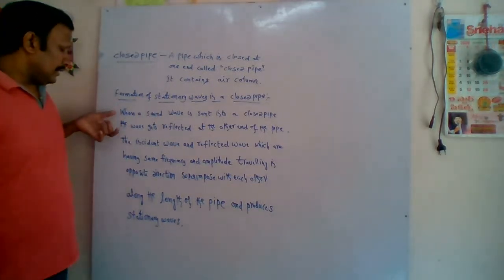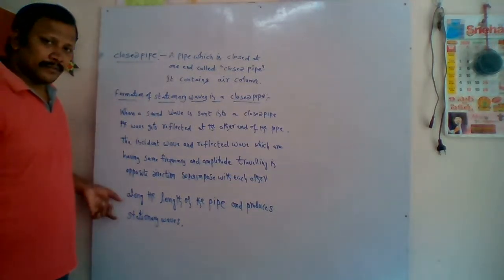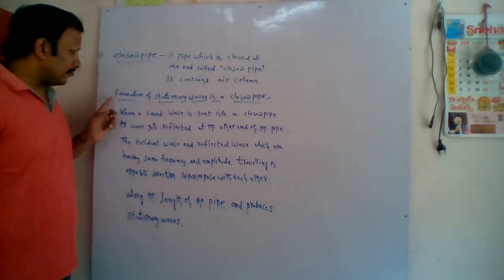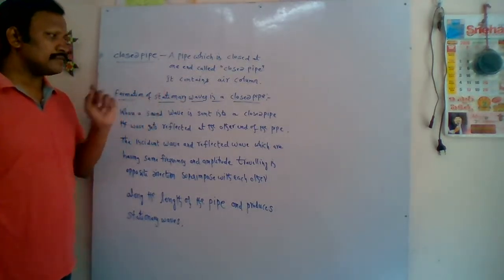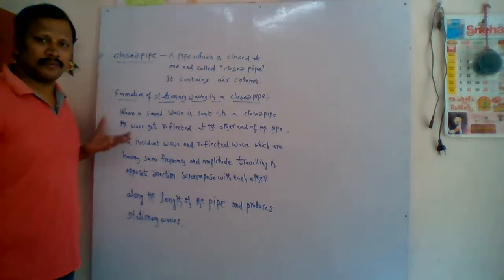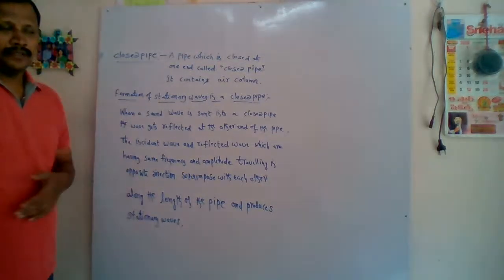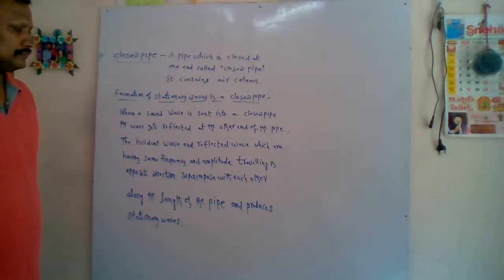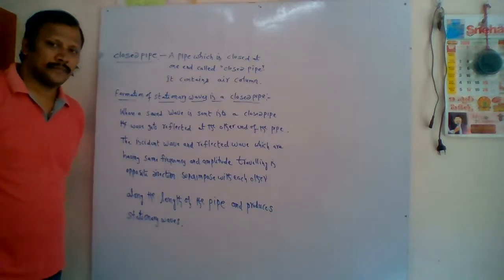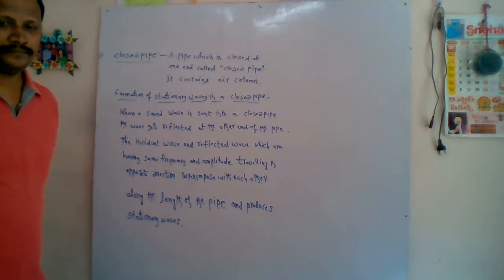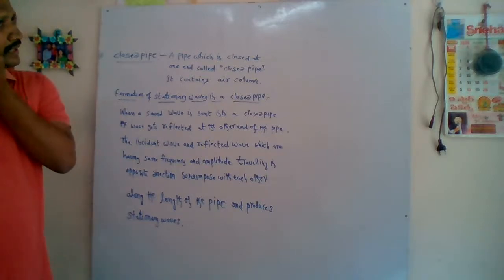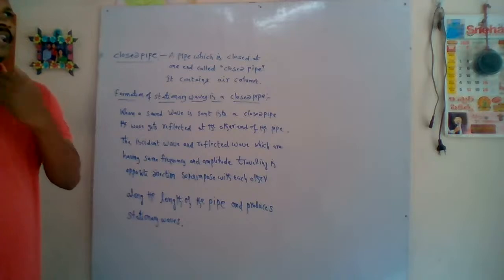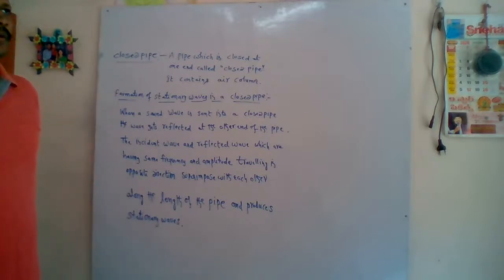So I have to write this matter compulsorily. Okay? Why? Because formation of stationary waves in a closed loop. How are stationary waves formed in a closed loop? So remember that node to node is lambda by 2, node to antinode is lambda by 4.